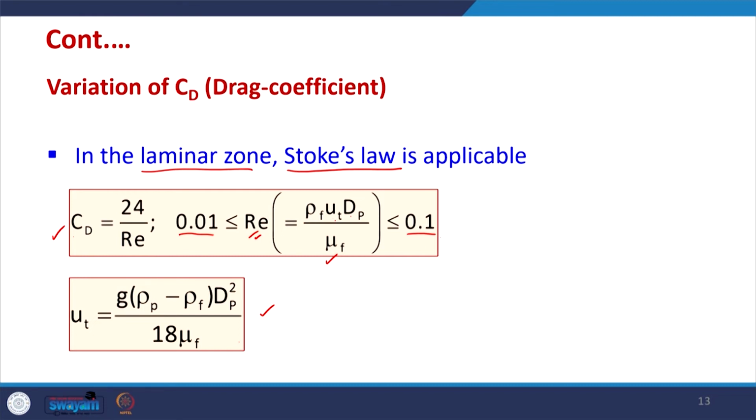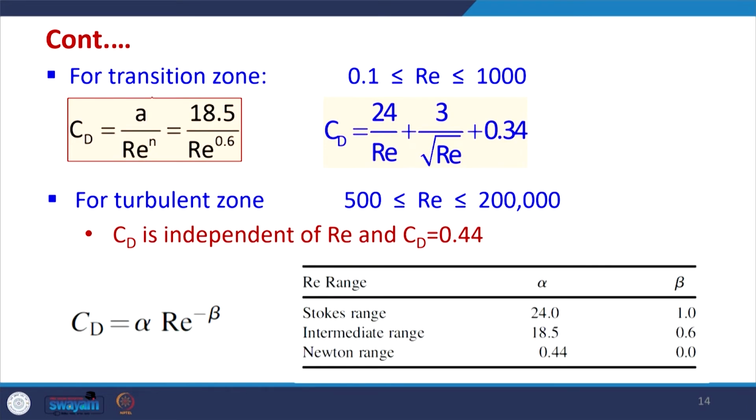Now, if the region is not this, and it is in the transition zone, different types of equations have been given. The transition zone is valid from 0.1 to 1000 Reynolds number range, and an equation has been reported like 18.5 divided by Reynolds number raised to 0.6. Similarly, other types of expressions have also been reported. There are numerous other expressions reported depending upon the type of particle, type of fluid, etc.